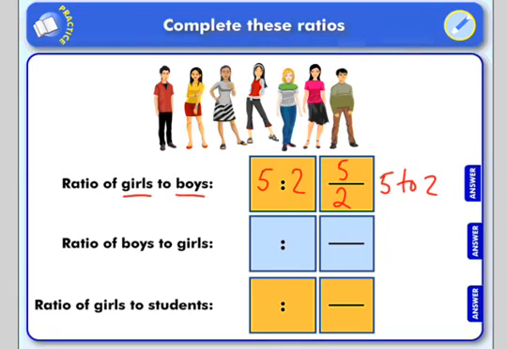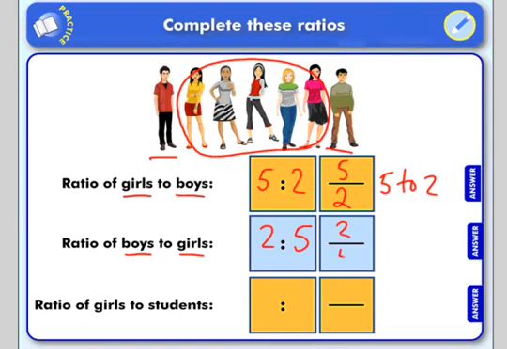Now, is that a part-to-part or is that a part-to-total? Well, girls is just a part of the class and boys is just a part of the class. You're comparing one part to another part. That's a part-to-part ratio. Okay, let's do the next one. So a ratio of boys to girls. There are 2 boys for every 5 girls. So the ratio is 2 to 5. And again, this would be part to part because you're comparing part of the class to another part of the class.